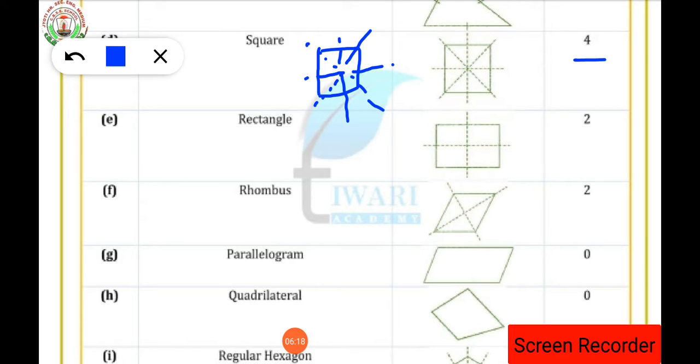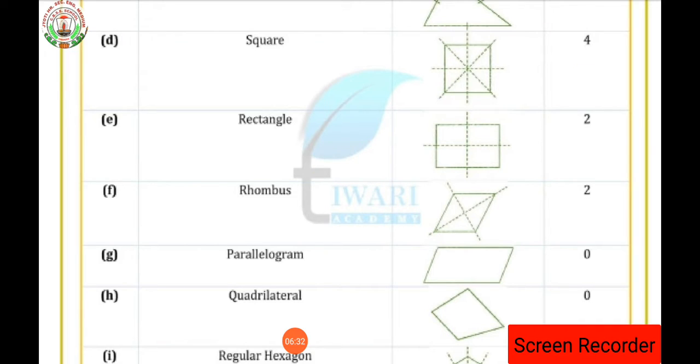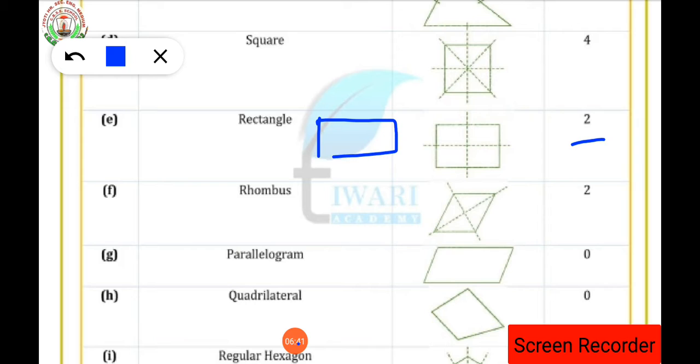Clear everyone? Next, we have a rectangle. We have to draw a rectangle, isn't it? In a rectangle, the opposite sides are always equal in measurement. Therefore, how many lines of symmetry will a rectangle have? It has 2 lines of symmetry. And how do we draw the 2 lines of symmetry? The first will be vertical, and the second will be horizontal, like this.